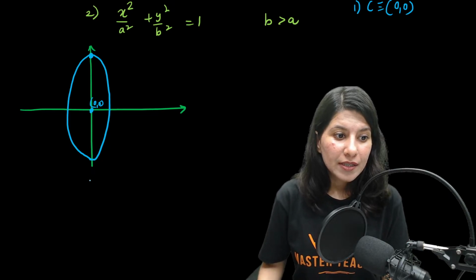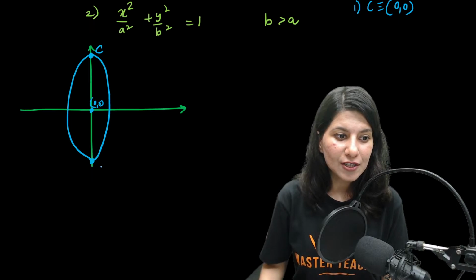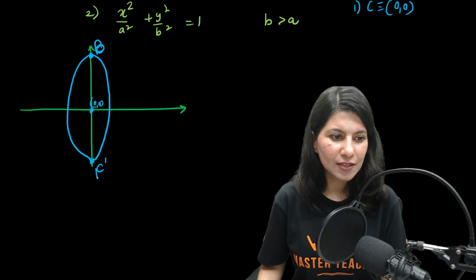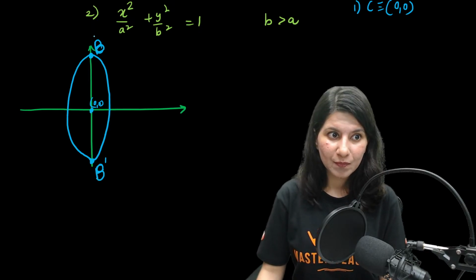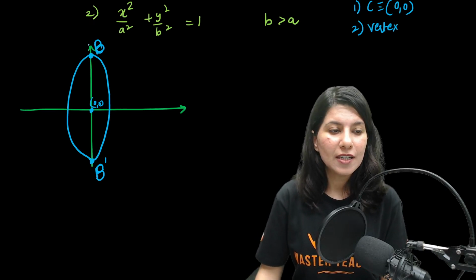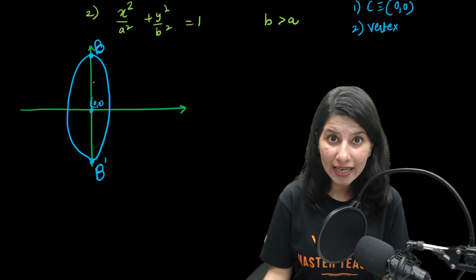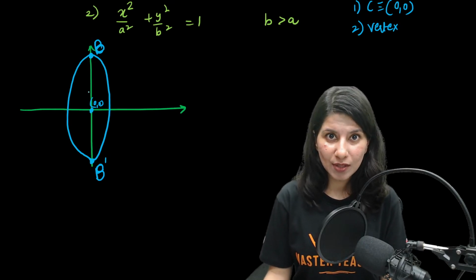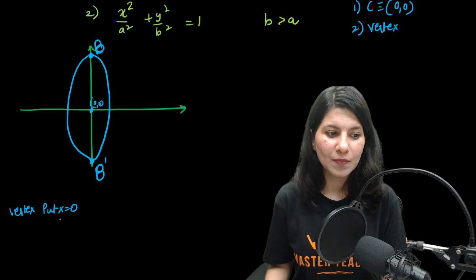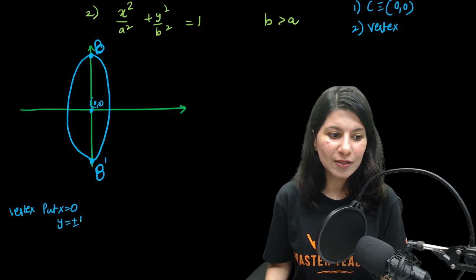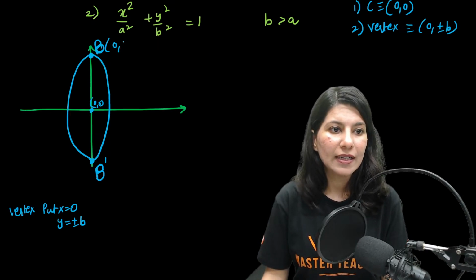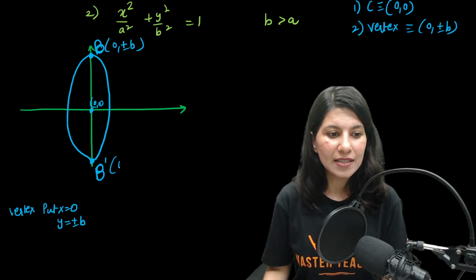Now let us mark the ends as B, B dash. This is the vertex. So what will the vertex of the ellipse be? In this case you will get it if you put x equals 0 this time. The moment you put x equals 0, you will get y equals plus minus b. So the vertex in this case will be 0, plus minus b, that is 0, b and 0, minus b.